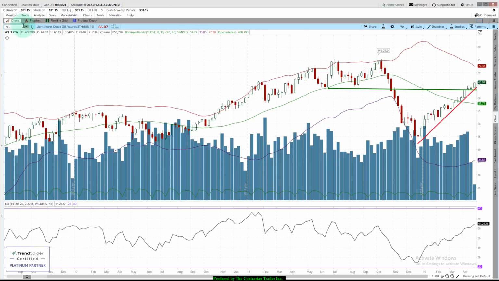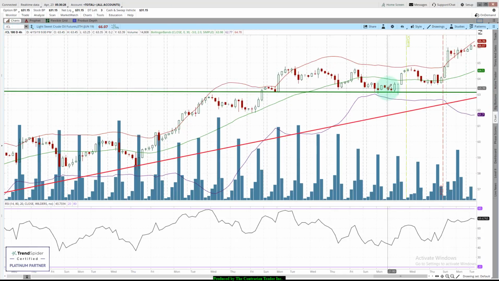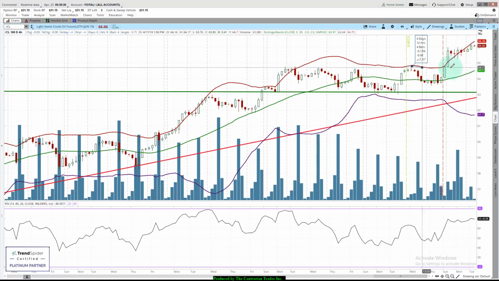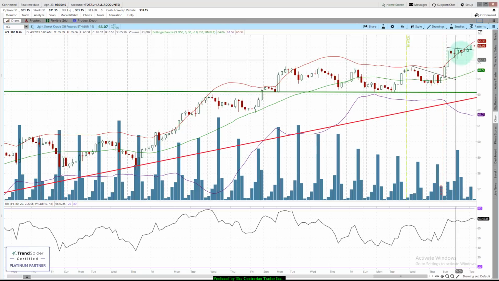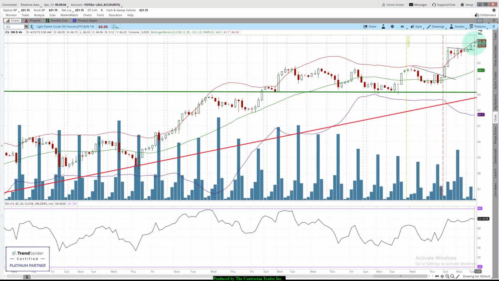Taking a look at a 4-hour chart, you can see that we are stair-stepping higher here. A beautiful chart. We're a bit extended relative to the third standard deviation Bollinger Band here, the upper band in red. So we may get a pause or a pullback in the next day or so. But the trend is clearly still higher.